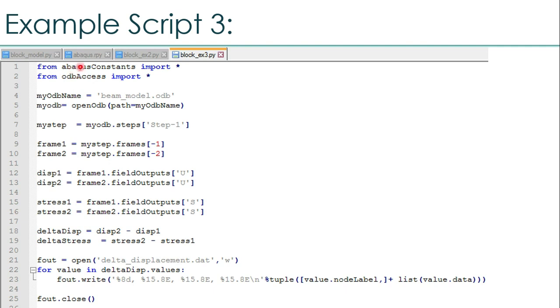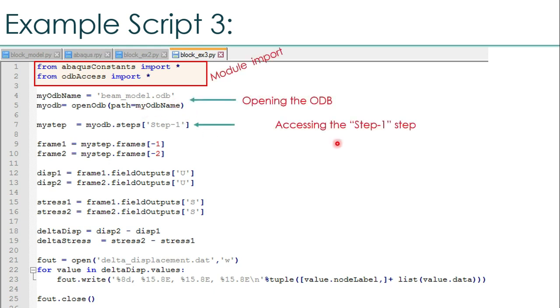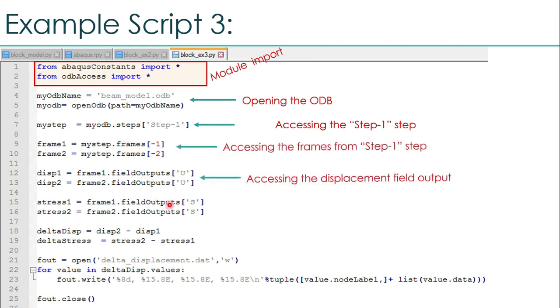So what I am doing here is I am using this ODB access now. Previously we were using the visualization, so from visualization we were able to open the ODB, but now we are using this ODB access to open the ODB. That's why we are not using the visualization .odb. So we are using this open ODB. First one is the module import, then the open ODB, the same thing, then accessing the step, then the frame, then the field output, displacement field output, stress field output, and manipulating the data, finding the difference of displacement data and stress data.